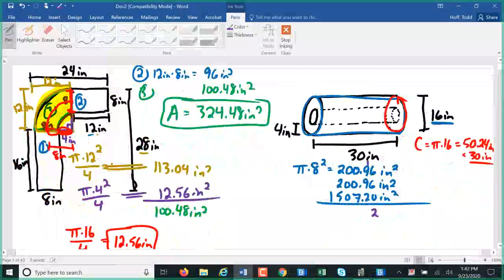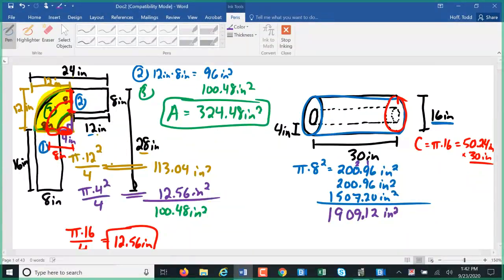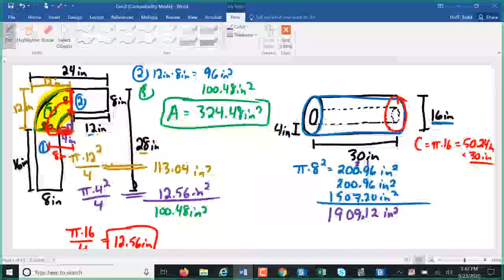12, carry the 1, 19, 21, carry the 2, 9, 0, 9. So 1,909.12 square inches. That's if this were just the big cylinder. But we've got that little cylinder cut out of the middle of this. So now we've got to work with that little cylinder and figure out what parts do we cut out and what adds in.